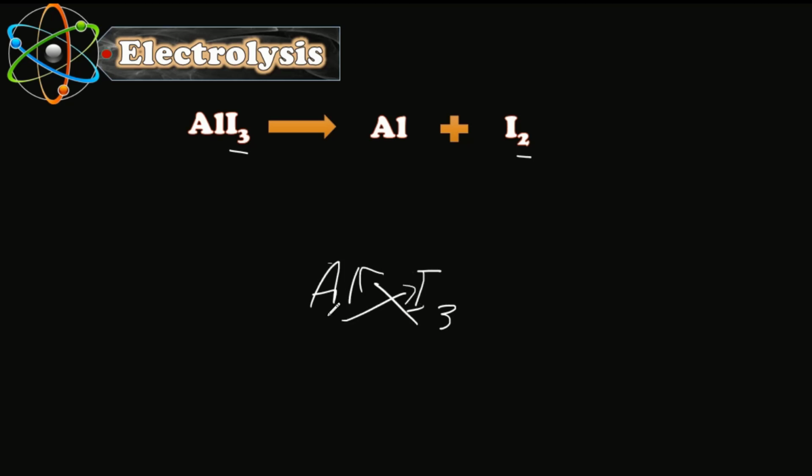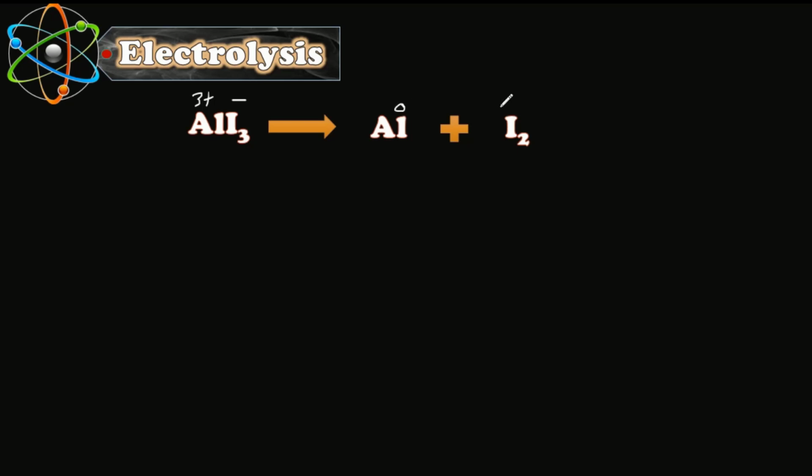So aluminum is 1, it doesn't have any number. It means iodine is -1. This aluminum here, iodine, is 3. It means the oxidation number of aluminum is 3 positive. So this is how we know the oxidation numbers. Here 3 positive and this is negative.